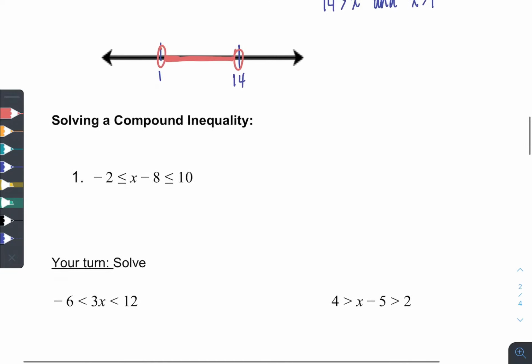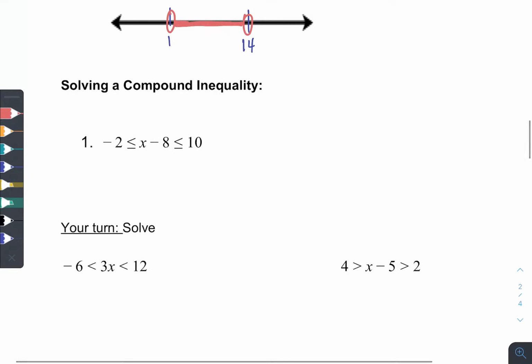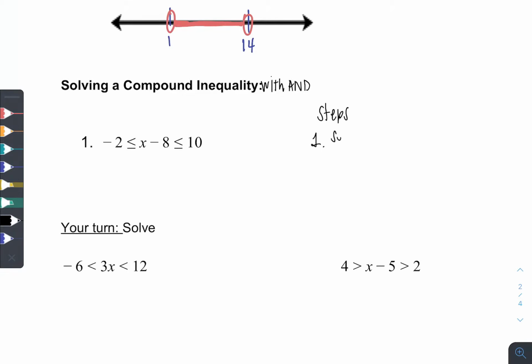Okay, so when we're solving a compound inequality with and, here are the steps. Step 1 is separate. Step 2 is solve. Step 3 is combine. Some of you might be able to skip this step, but I wouldn't suggest it. I'm going to show it every time.